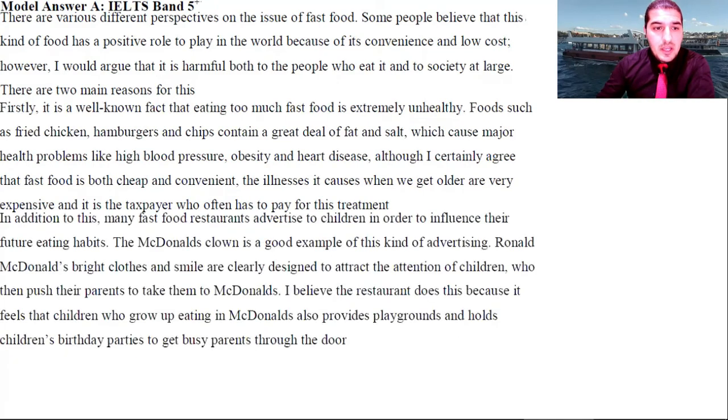Nice. The next idea, in addition to this, many fast food restaurants advertise to children in order to influence their future eating habits. The McDonald's clown is a good example of this kind of advertising. Ronald McDonald's bright clothes and smile are clearly designed to attract the attention of children, who then push their parents to take them to McDonald's. I believe the restaurant does this because it feels that children who grow up eating in McDonald's also provide playgrounds and holds children's birthday parties to get busy parents through the door. Okay, so it says that they are going to shape the habit of the children.